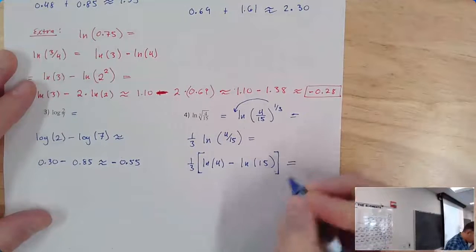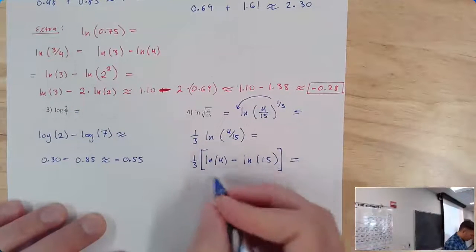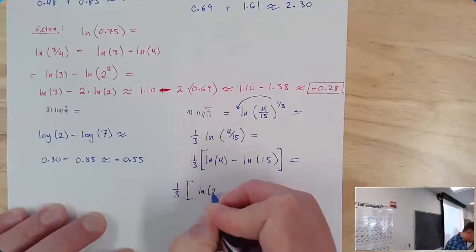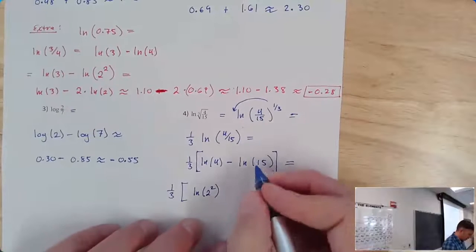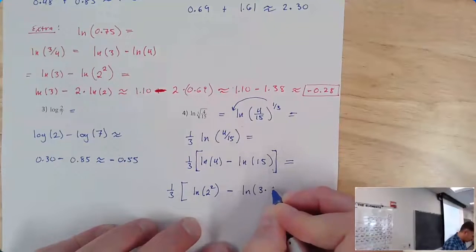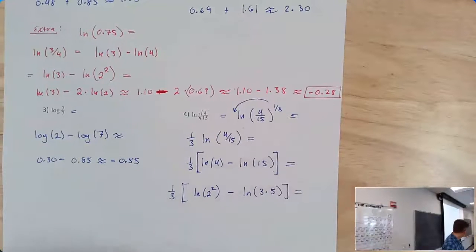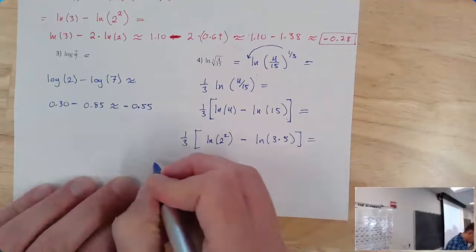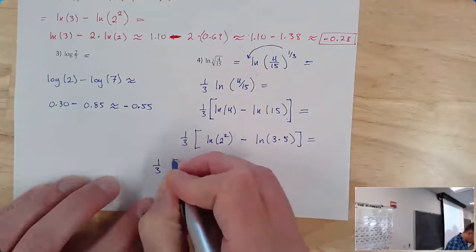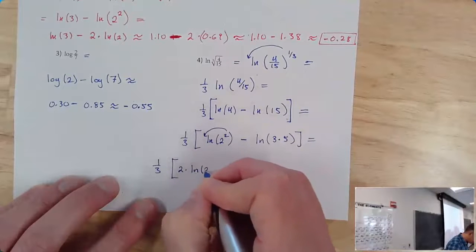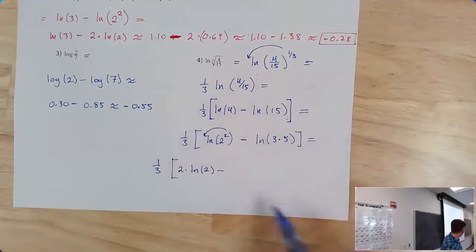So now, same sort of thing as before. I don't have a natural log of 4, but I do have a natural log of 2. So I'm going to write this as the natural log of 2 squared. And the natural log of 15 is the natural log of 3 times 5. Okay, keep going. So let's see, we're going to bring down the 2. So we're going to have 2 times the natural log of 2, just like we had previously. And instead of the natural log of 3 times 5, I'm going to have the natural log of 3 plus the natural log of 5.